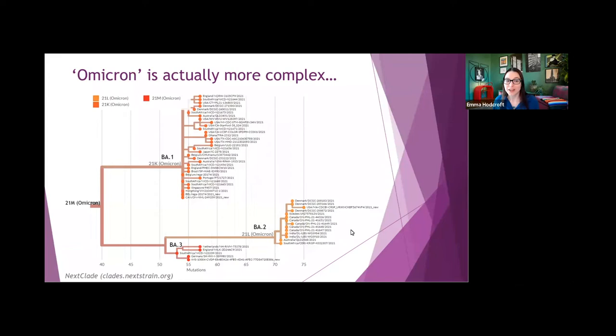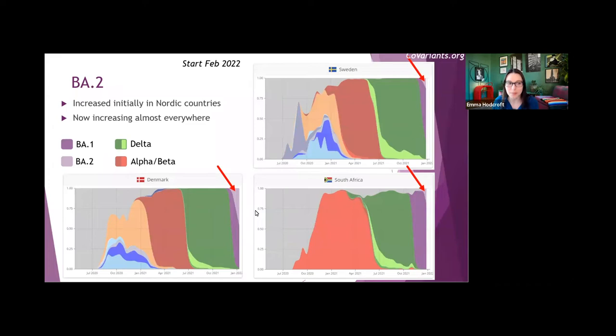Interestingly, BA2 is one that was picked up first. It started to be picked up that it was spreading in Scandinavian and Nordic countries. So at the beginning of January, middle of January, countries like Denmark and Sweden started saying that they were seeing quite a lot of BA2. At the same time, we were also seeing it rise in South Africa, but interestingly, after BA1 had already dominated. So we still aren't really sure why BA2 had this lag before it started to spread more widely. But certainly now we can see very clearly.